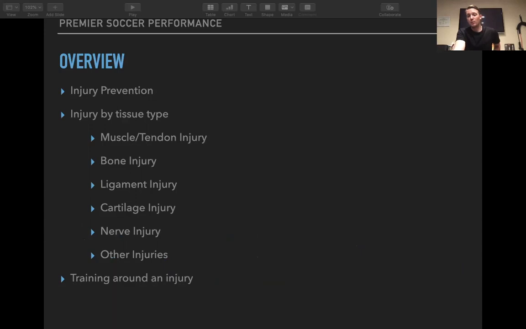So again, we're going to go through injury prevention first, what kind of things you can have a direct effect on from an injury prevention standpoint. We'll then go into when injuries do happen, the most common injuries we see in soccer players, and some specifics on the injury itself. And then we're going to get into how to train around an injury, which is another thing that you can directly affect as a soccer coach.